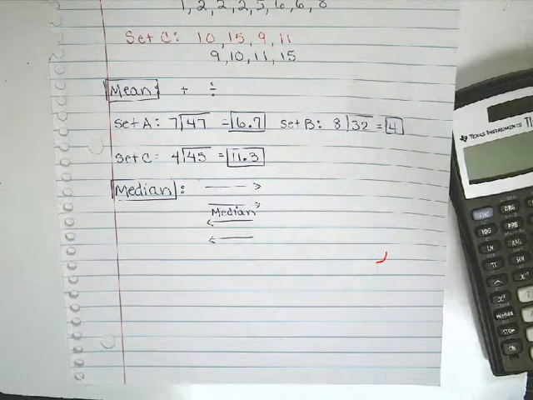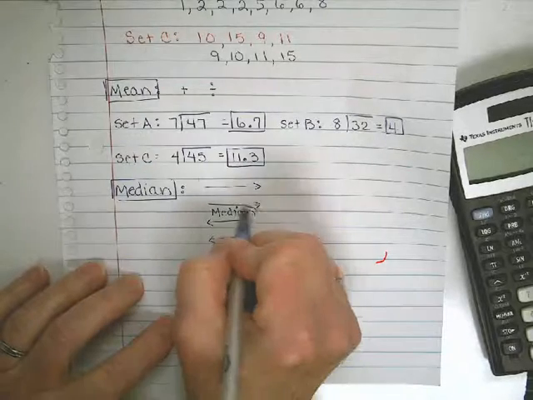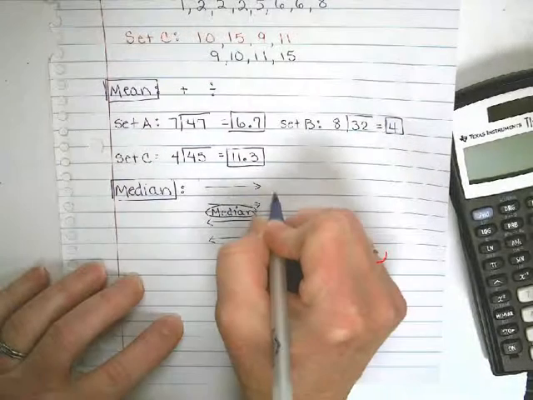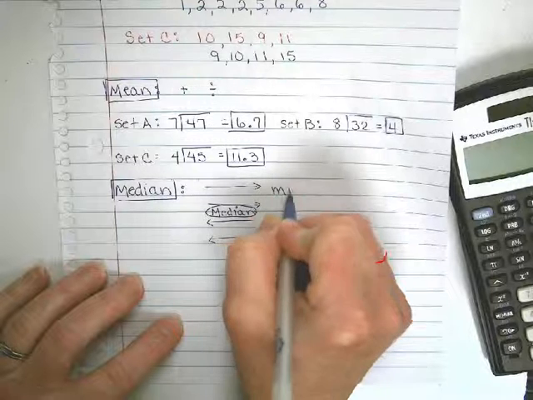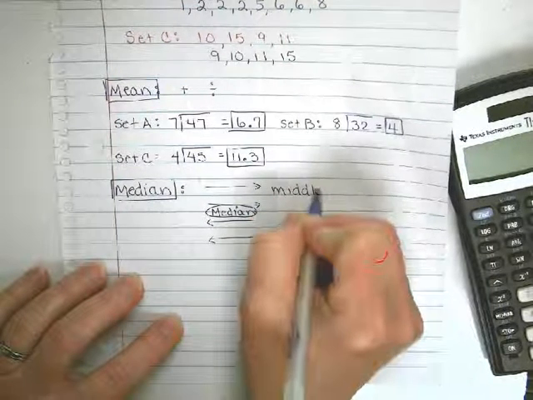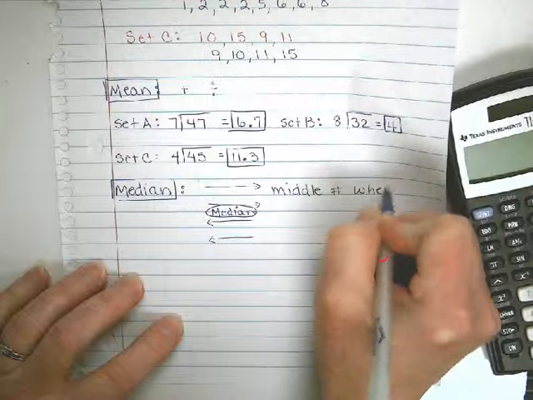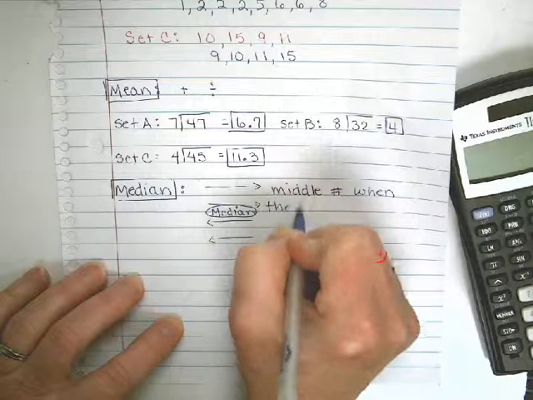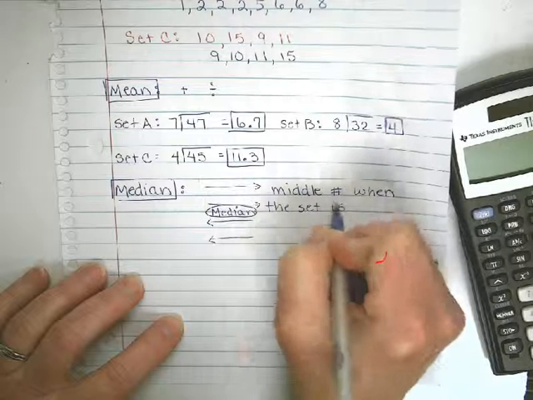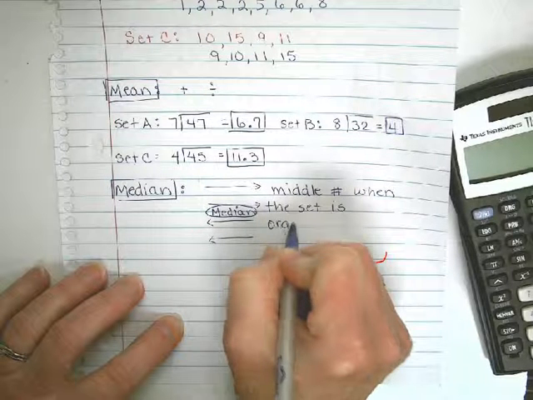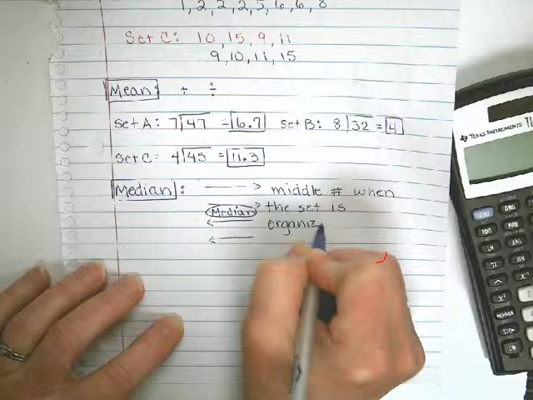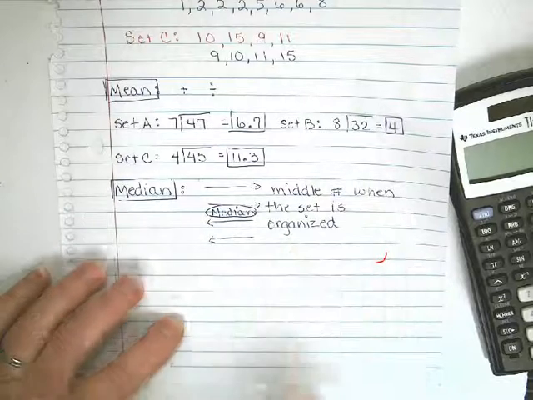So the median of a group of numbers is the middle number when the set is organized. And by organized, I mean smallest to biggest or biggest to smallest, makes no difference, but it's the middle number.